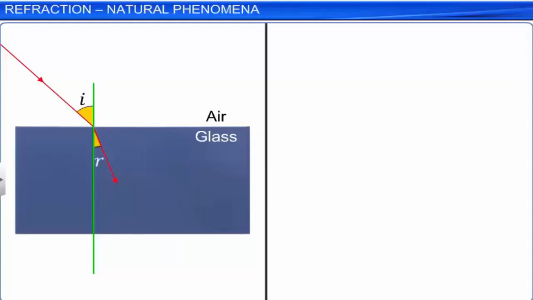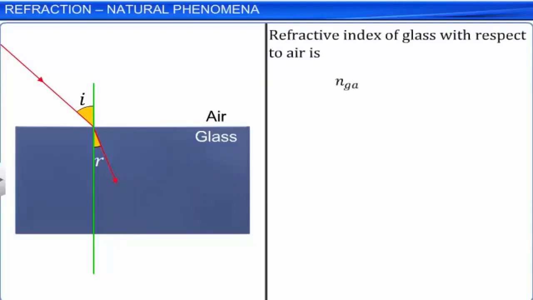If the refractive index of glass with respect to air is NGA, then, according to Snell's law, NGA is equal to sin I by sin R. Let this be equation 1. The refracted ray is then incident on the glass-air interface and refracts to air. For glass-to-air refraction, the angle of incidence is equal to R. Let the angle of refraction be theta.